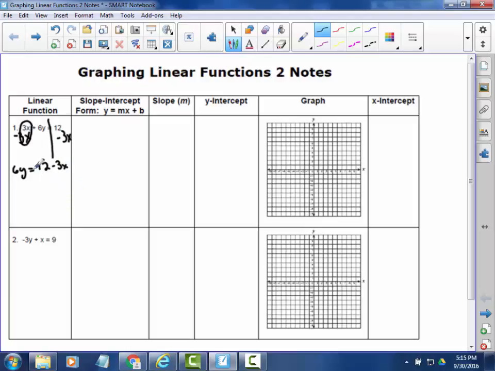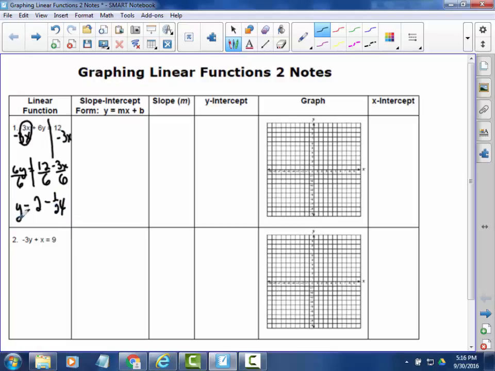Now, y is still not by itself. It's got the 6 coefficient. So 6 times y means that to remove the 6, I need to divide by 6. But again, what I do on one side of the equal sign, I have to do on the other. So both terms here have to get divided by that 6. And that leaves me with y equals 2 minus 1/2 x.